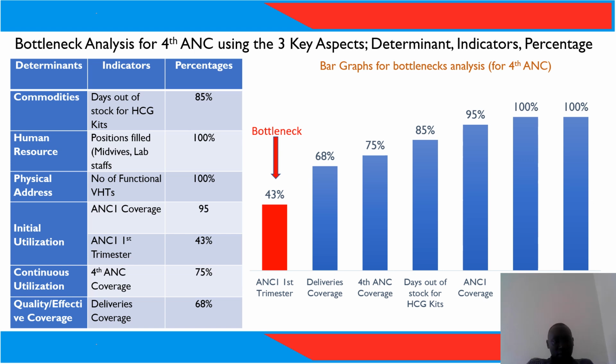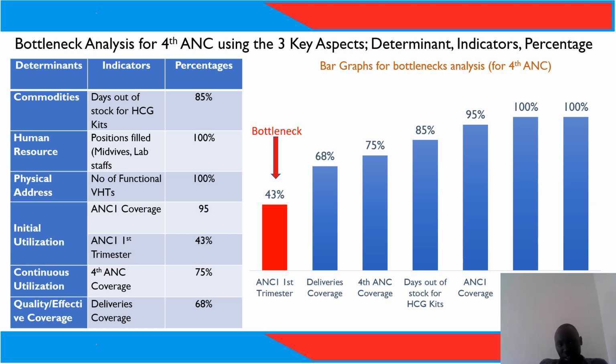How is the ANC coverage in this area? The ANC coverage in this area is very perfect. 95% ANC coverage. It is very okay. That is fine. However, if this ANC1 coverage is okay, mothers are coming for ANC1, let's dig deeper. Are they coming on time? That's why we're bringing first trimester here.